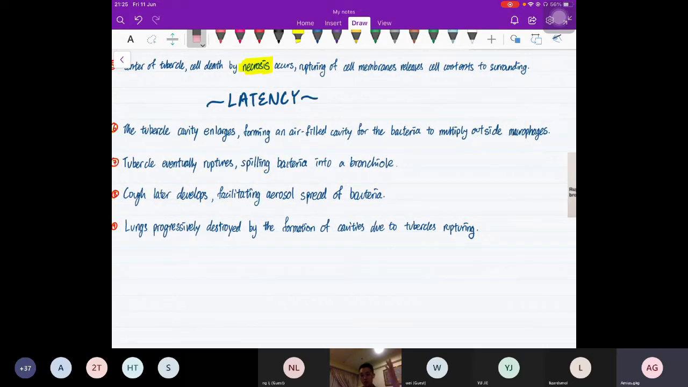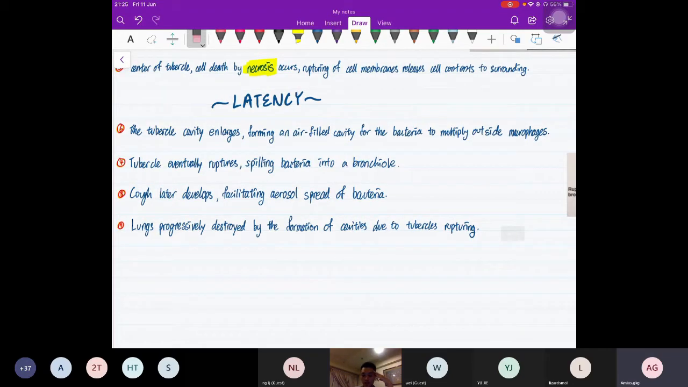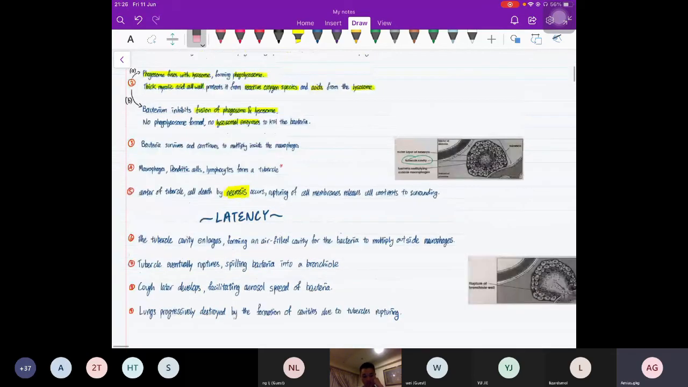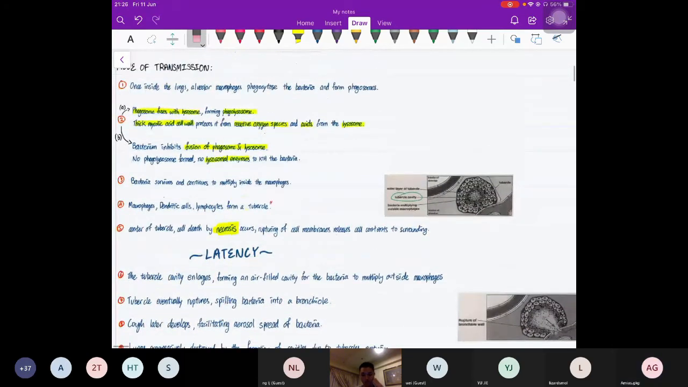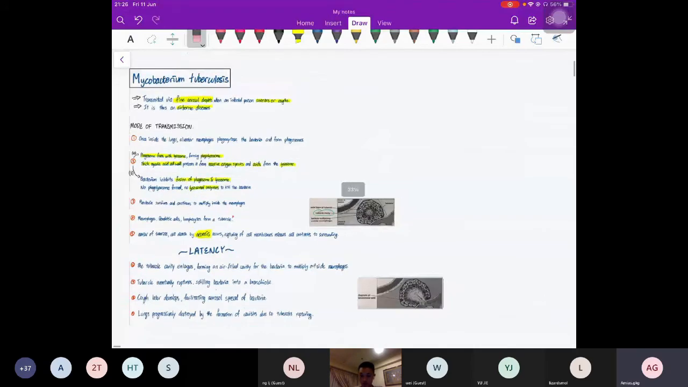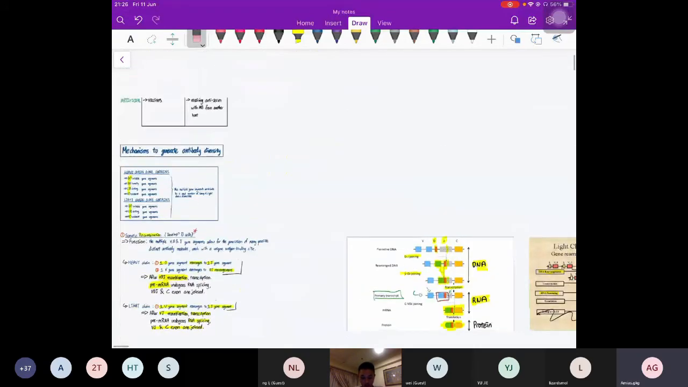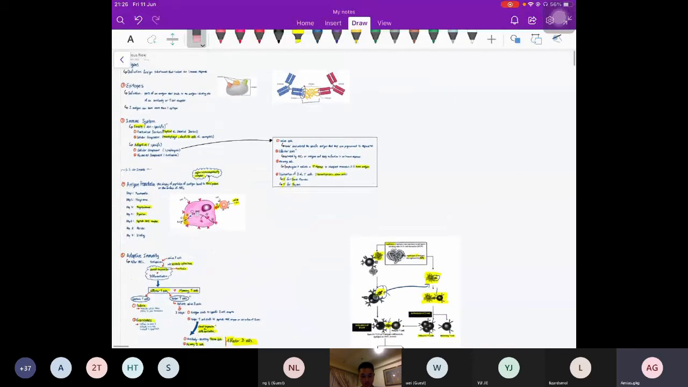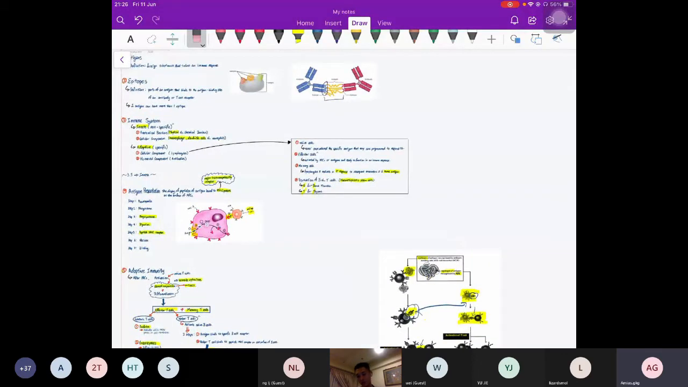If you want to scare yourselves, you can go and Google tubercles in lungs, and you can see the holes in the lungs, and those holes are your air-filled cavities. So that is it for TB, and that is it for, not the entire, but the majority of infectious diseases. We didn't talk about vaccines.